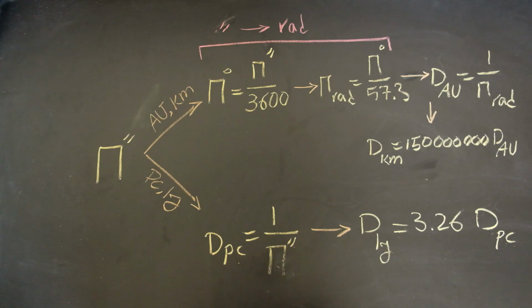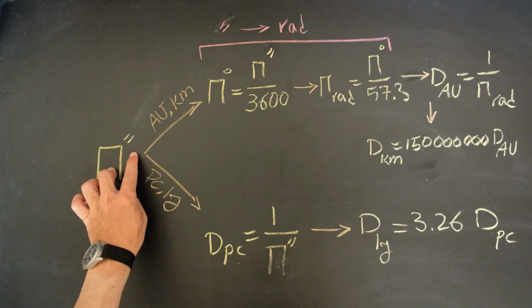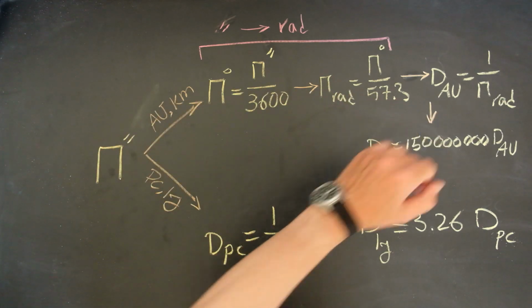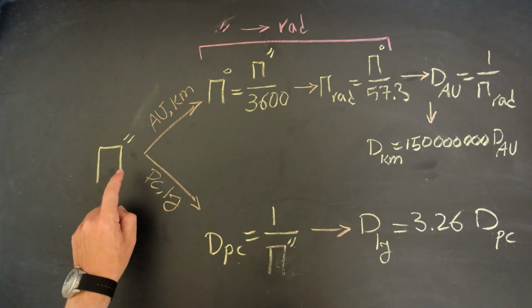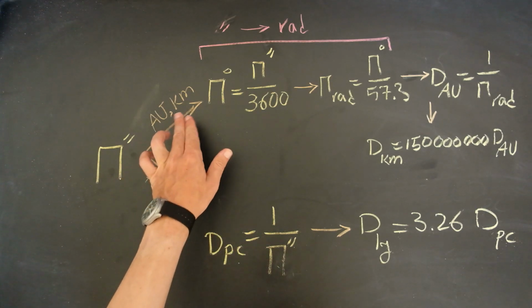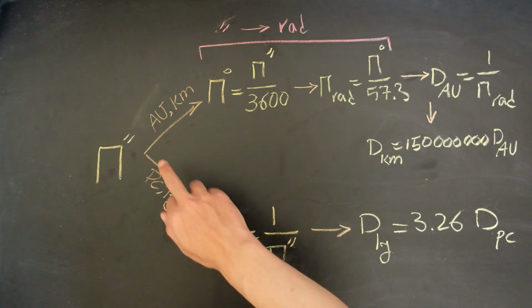Okay, now let's look at this flowchart of your progress. The main idea is how to get distance using a given parallax angle. So you start from this point, you have this parallax angle, and you should look at your final number. If you are looking at distance in AU or kilometer, you should go this way. And if you are looking at this distance in parsec or light year, you should go this way. AU and kilometers are more tricky. You need more calculations. So let's go this way.